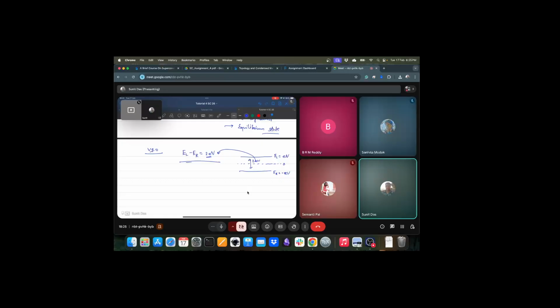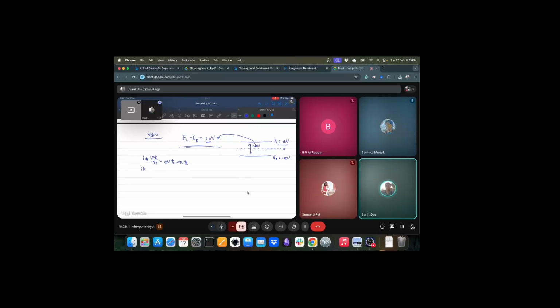Okay, so for the left part, we have EL to be EV. So i h bar del psi L del t equals EV psi L plus coupling. And then for the right part also, equals minus EV psi R plus coupling part.